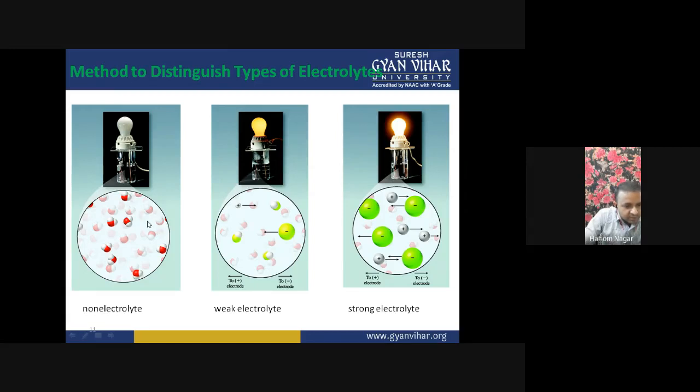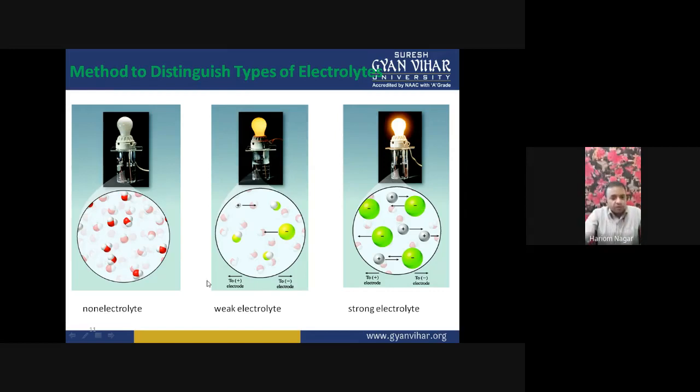We completed the circuit, okay, and connected the bulb with the circuit, but due to the solution of this substance, there is no flow of conductivity, no generation of electricity. Then there is no lighting of the bulb, no light in the bulb. So we can say that this solution is a non-electrolytic solution.